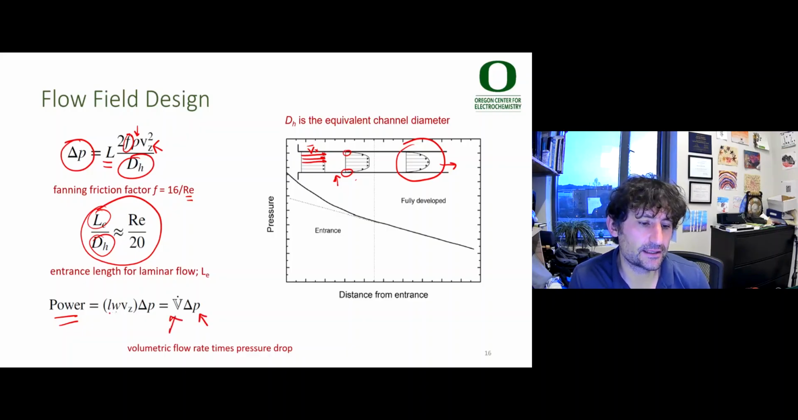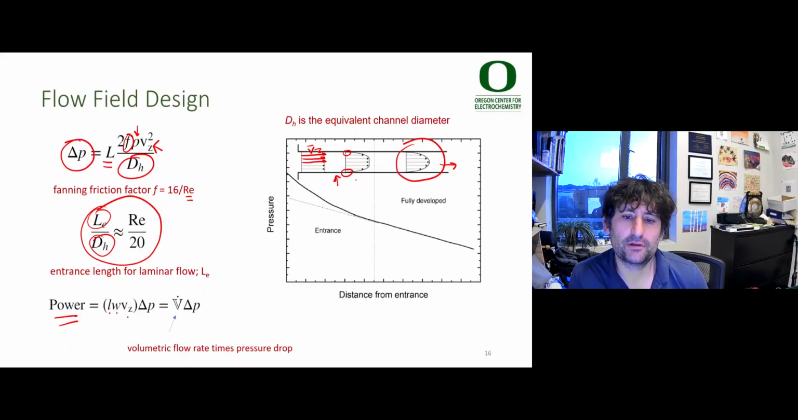That's length times width times the velocity in the direction here. We actually call this the z direction, this direction along the channel. And so this is a general expression for the energy required to move a fluid: just the volumetric flow rate, the volume per time, times the delta P over which the volume is moved.